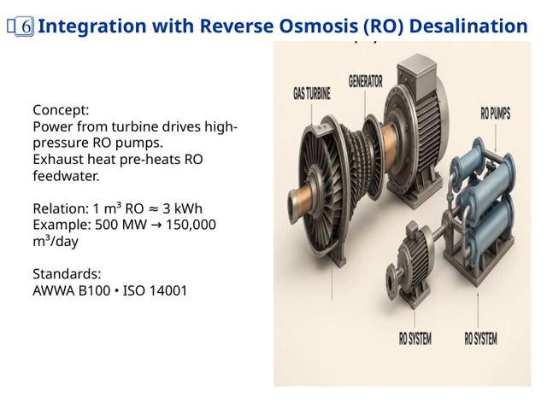energy. So, for a plant with a capacity of 500 megawatts, we could potentially produce around 150,000 cubic meters of desalinated water per day. It's also important to note that this integration aligns with recognized standards like AWWA B100 and ISO 14001, ensuring that the system meets quality and environmental management guidelines. Overall, this approach demonstrates a sustainable and efficient way to combine power generation with water desalination, supporting our broader goals of resource efficiency and environmental responsibility.